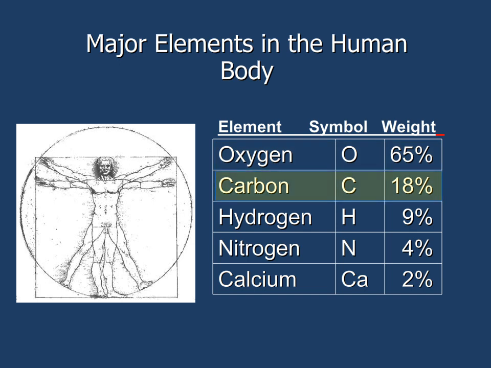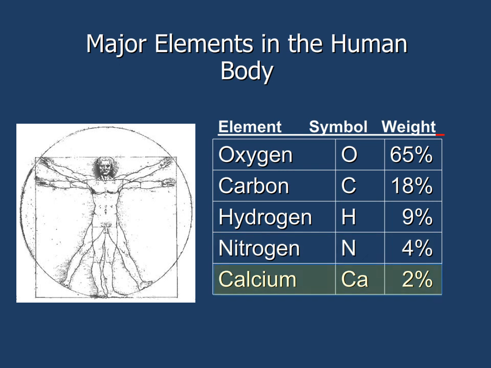And of course, carbon is very important, although it really only makes up 18% of our body's weight. Carbon is the basis for all organic molecules, that is, they all contain carbon. Hydrogen is also important, making up about 9% of our body weight. Again, it's found in water, but it's also found in carbohydrates and fats and other biologically important macromolecules within the body. Nitrogen is also important, about 4% of body weight. Nitrogen is designated by the chemical symbol N, and nitrogen is found in things like amino acids, proteins, and also nucleic acids.